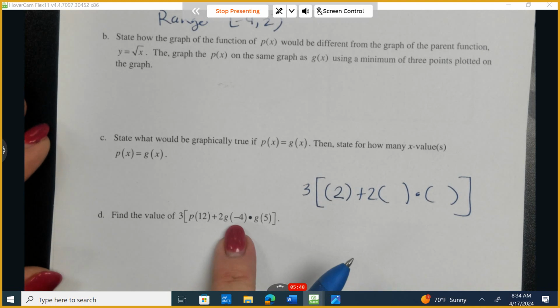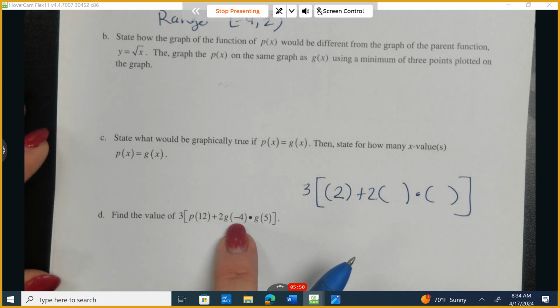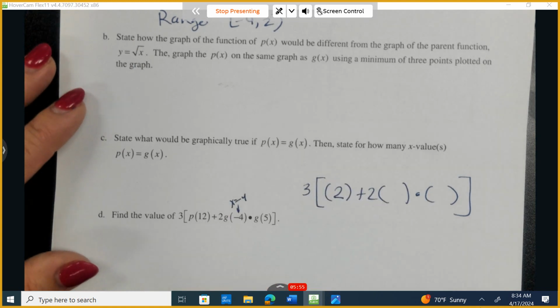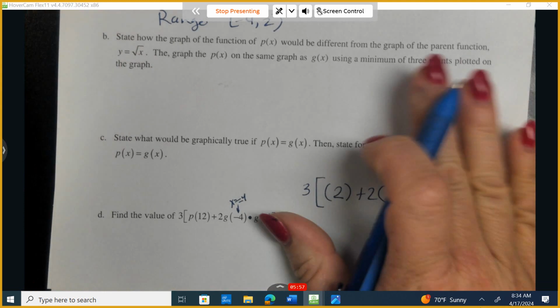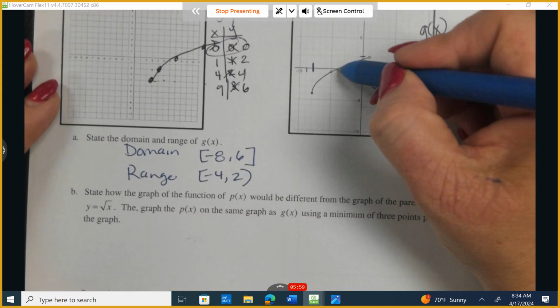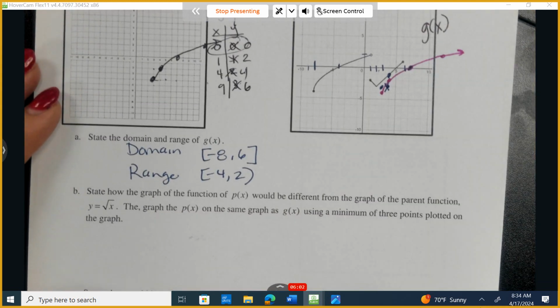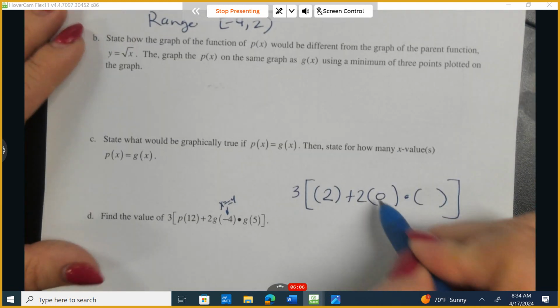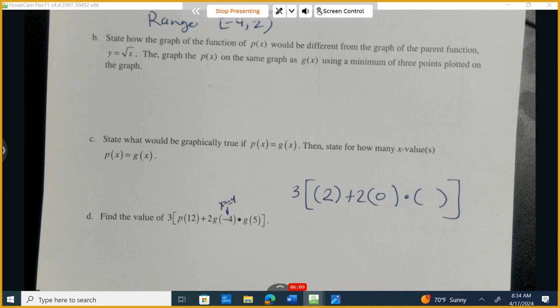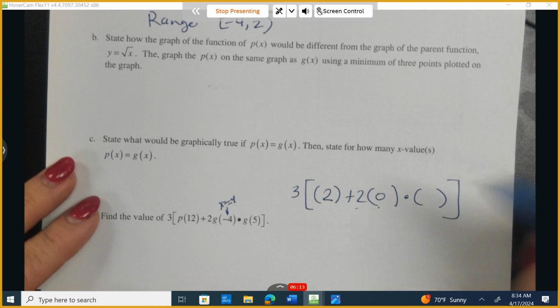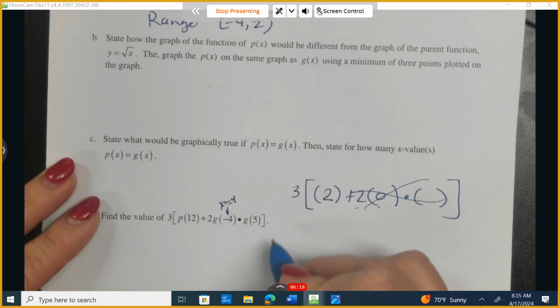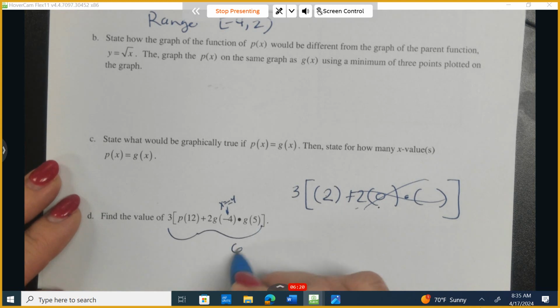Now, g of x, we don't have an actual equation, but we have a graph. This says go to where x equals negative 4, and let's figure out what the output is. So let's go to negative 4. Here's negative 4, and at negative 4, the output, the y value, is 0. Why can I stop right now? Why do I not have to take time to figure out g of 5? 0. 2 times 0 times whatever this is is 0. So this is all 0. So I'm only left with 2 inside. 2 times 3 is 6. This entire thing equals 6.